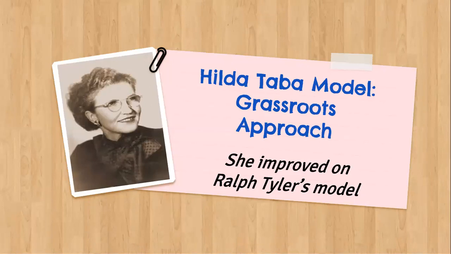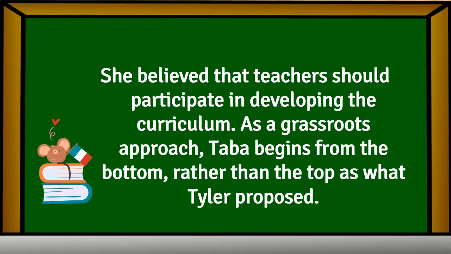Second, we have the Hilda Taba model, Hilda Taba, and the grassroots approach. Hilda Taba improved Ralph Tyler's model. It is called the grassroots approach because she began from the end. She believed that teachers should participate in developing the curriculum. So all of us as teachers should participate in developing the curriculum. In a grassroots approach, Taba begins from the bottom rather than the top as proposed by Tyler. So the last question of Ralph Tyler is where Hilda Taba starts.